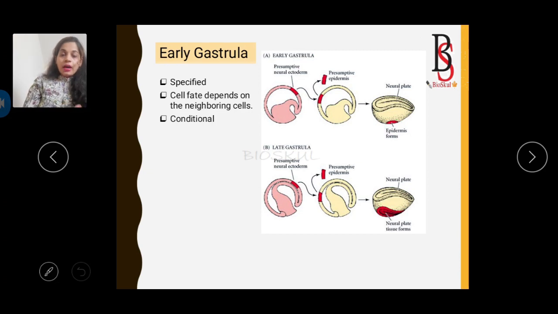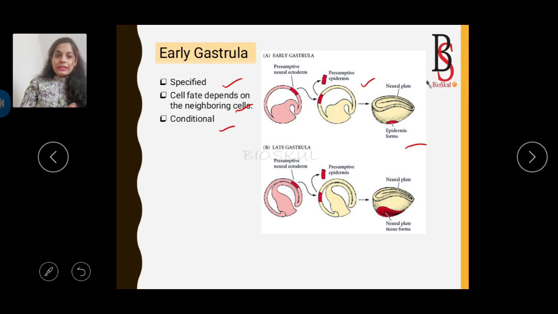In the early gastrula, the presumptive neural ectoderm was taken and placed in the presumptive epidermis region. Then what happened? It forms the epidermis. So here the cell fate is determined by its surrounding cells. Which type of specification is it? It is conditional specification, and the cell fate here depends on the neighboring cells.